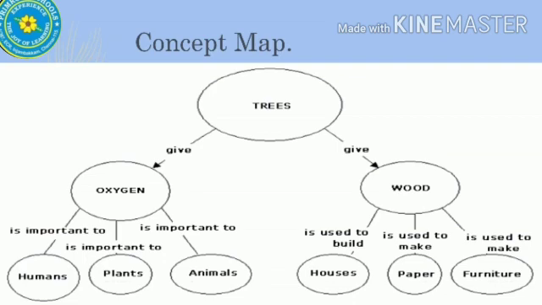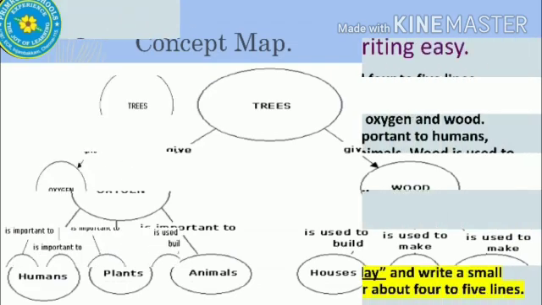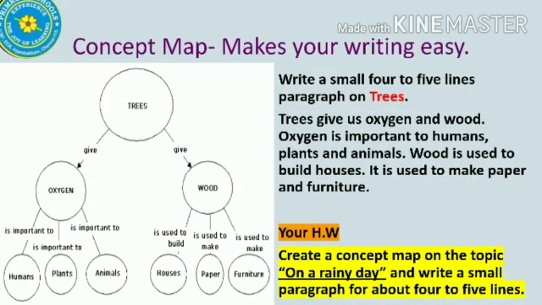Now coming to wood. How is this wood used? It is used to build houses. It is used to make paper. It is used to make furniture. Now, these points can help us to create a paragraph. Let us see how. Could you see this, children?